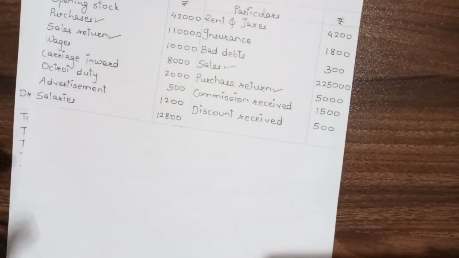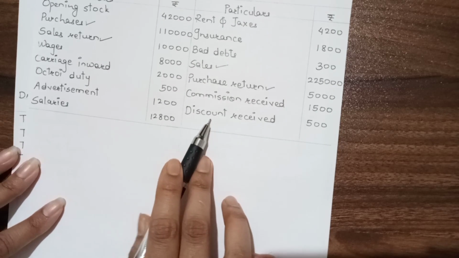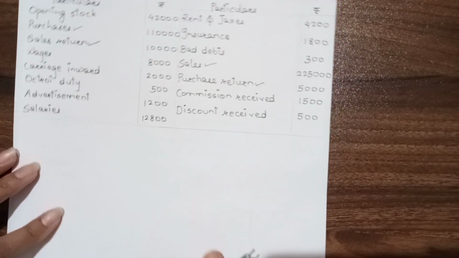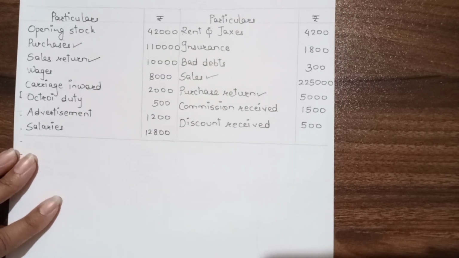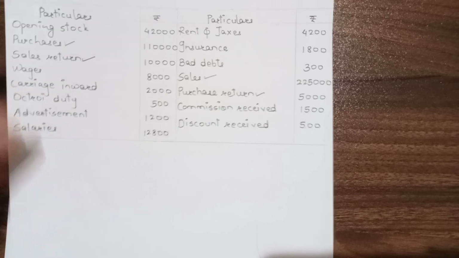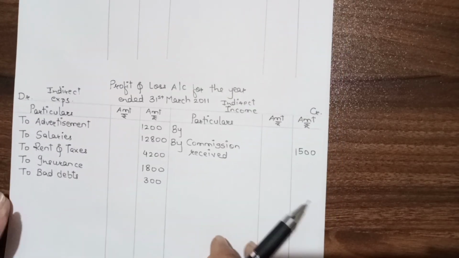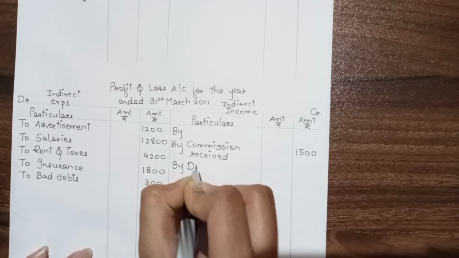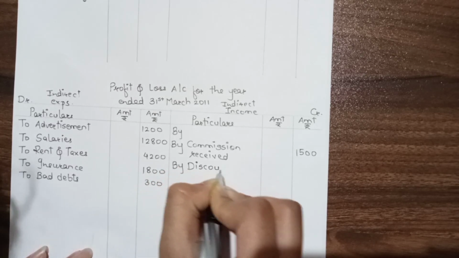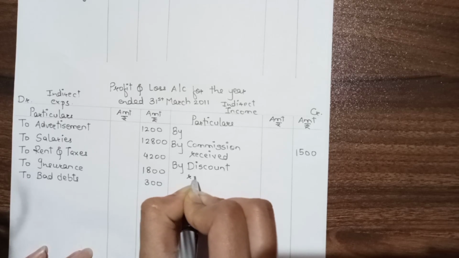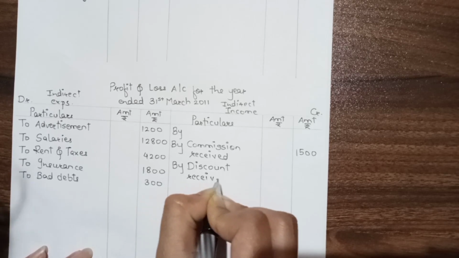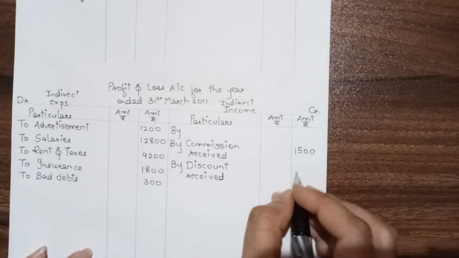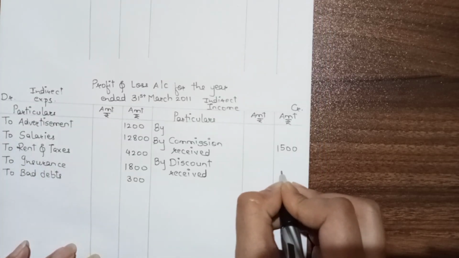Next one. Discount received 500. Now this is also an indirect income, so we are going to record it on the credit side. By discount received, amount rupees 500.